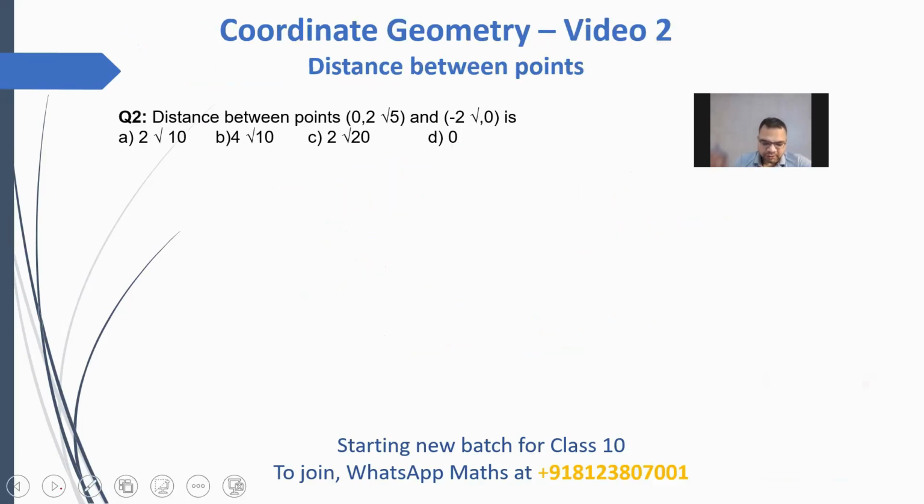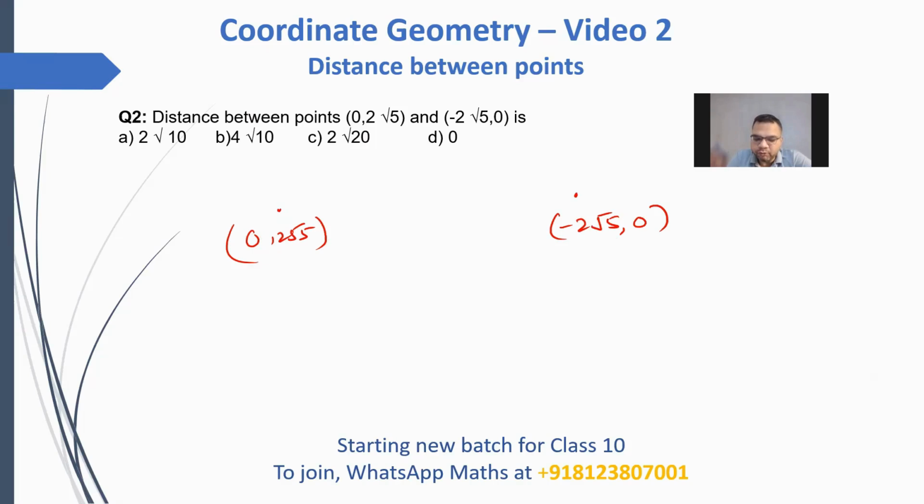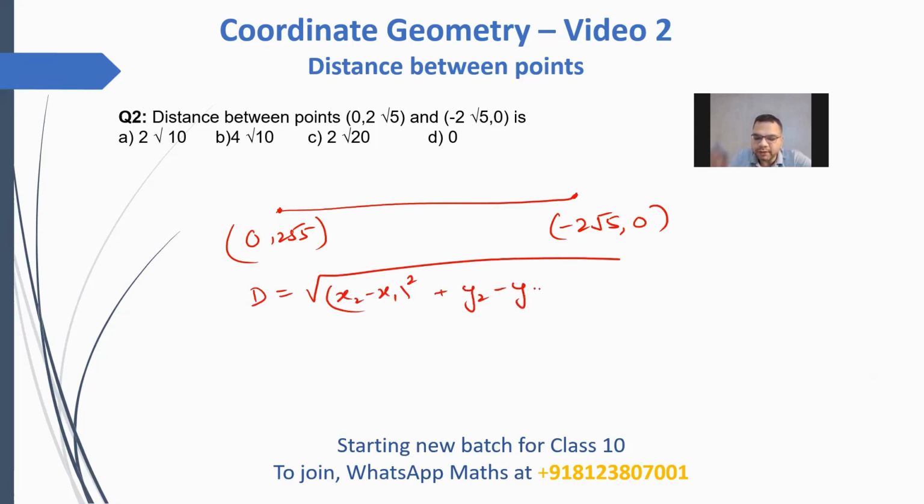Let's go to the next question and see if we are able to do that as well. So we have 2 points here, (0, 2 root 5) and (-2 root 5, 0), and we need the distance between these 2 points. So this time let's try without putting it on the graph so that you can understand both the ways. So we have to find the distance between these 2 points. We know the distance formula: root of (x2 minus x1) square plus (y2 minus y1) square. So can you try to do it on your own? Because we have the formula, we have the points as well. So you should be able to do it.